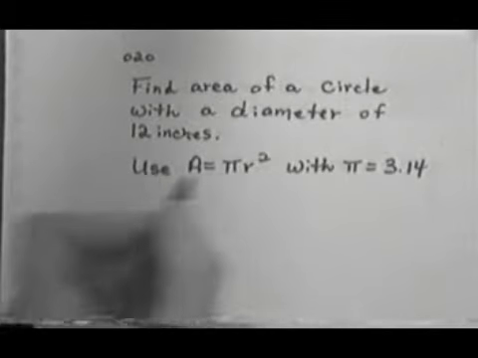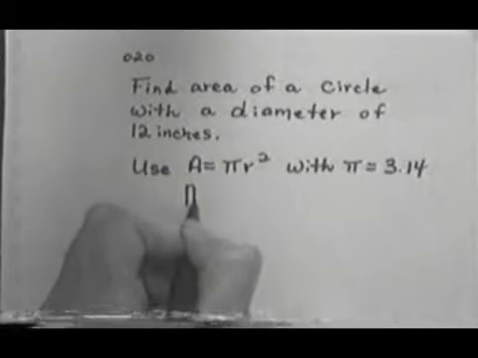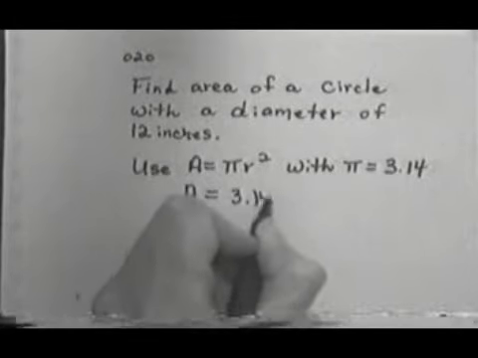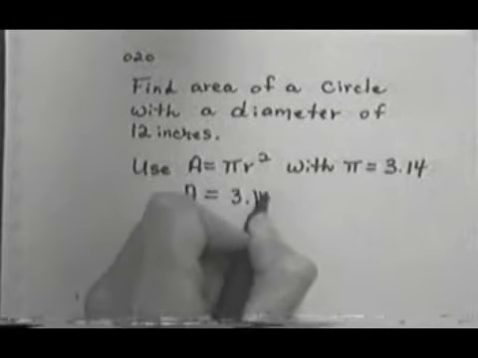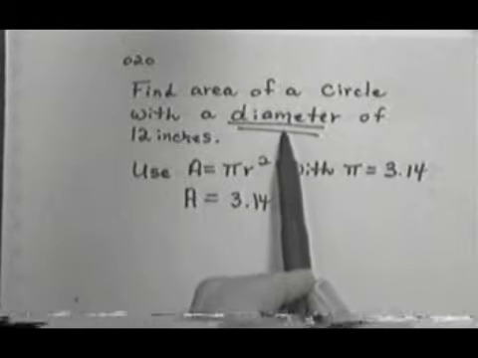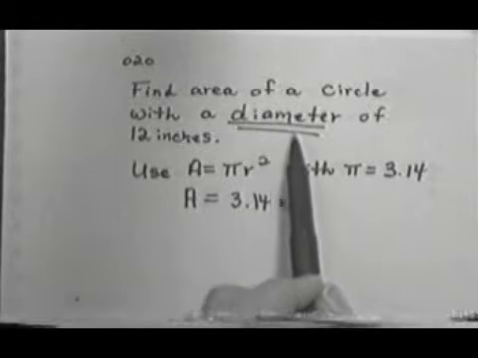Now, so we start to fill in: area is equal to 3.14 times, and we want to multiply by the square of our radius. But look what we have in the problem. We've got to be careful. We don't have the radius. We have a diameter. So you've got to decide what you have to do to the diameter to get the radius. You've got to remember when you see diameter what that is.